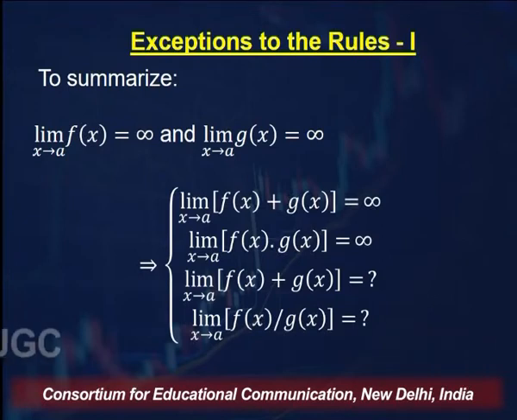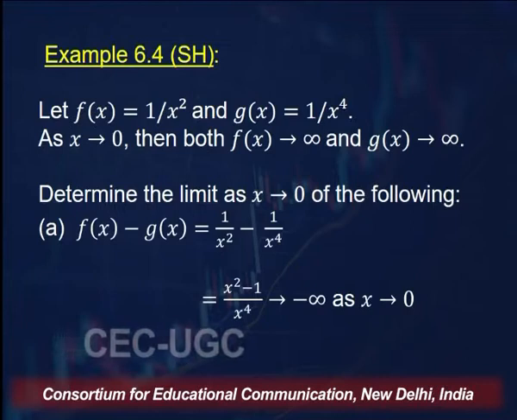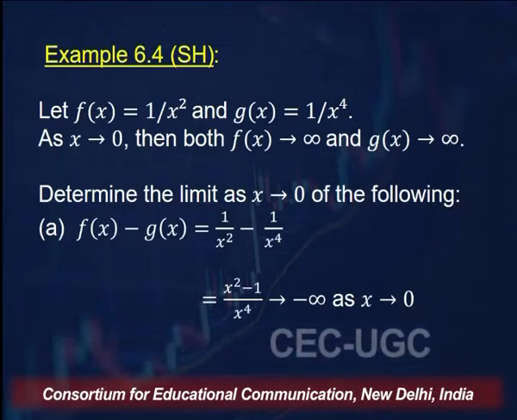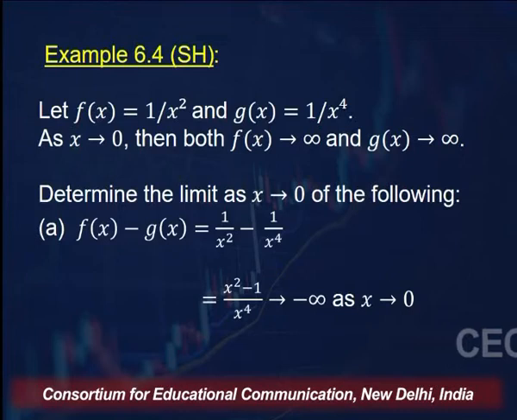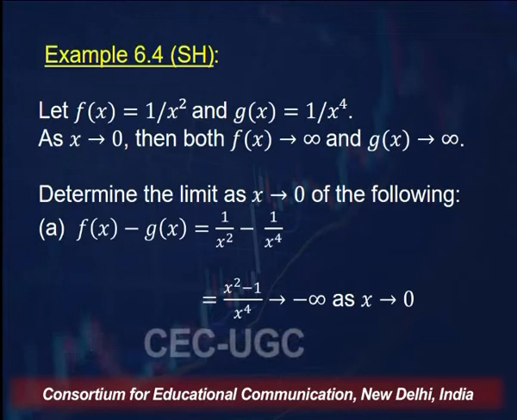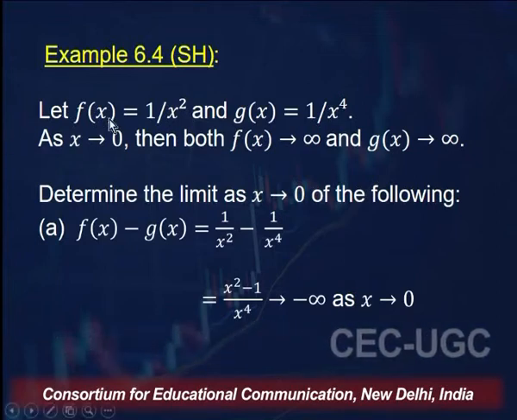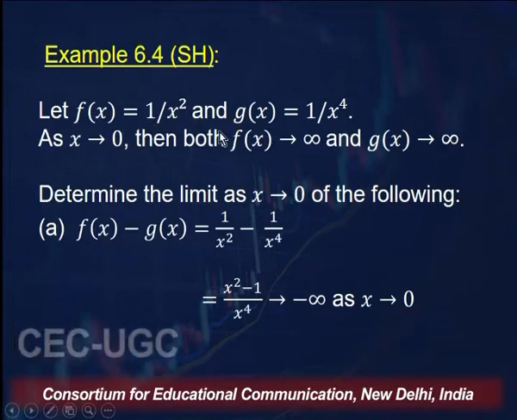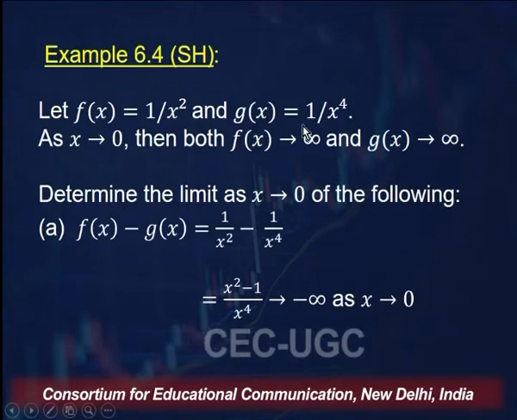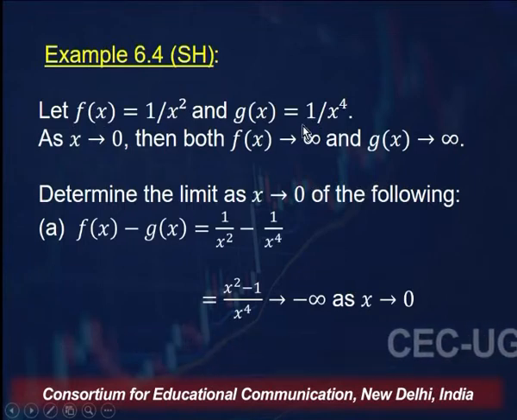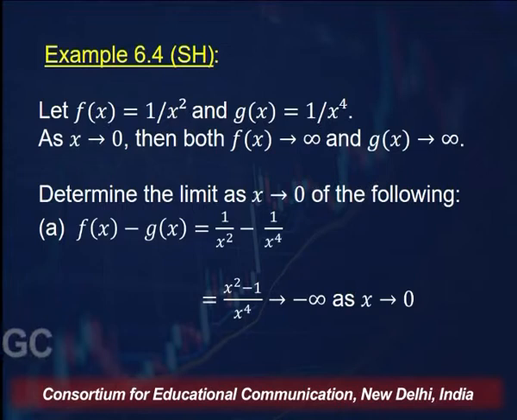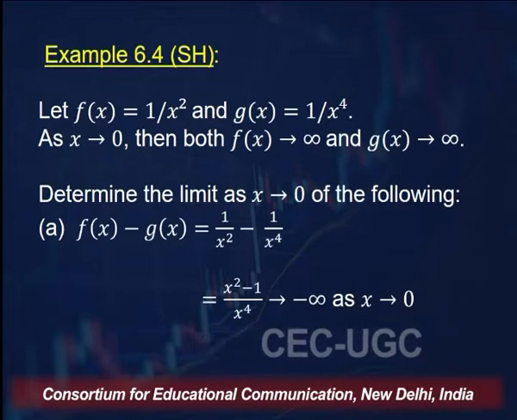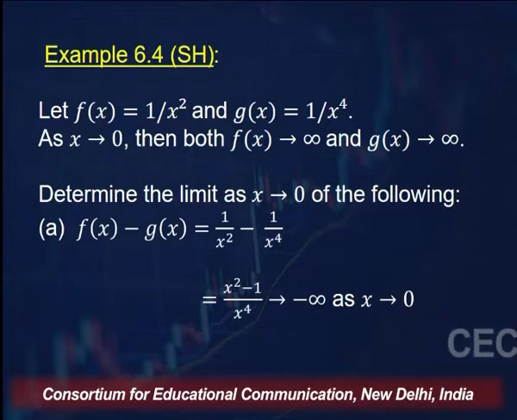Now, to illustrate, I have taken this example from the textbook by Sydsaeter and Hammond. This is a classic example which drives home the point that we just made very clearly. In this particular example, we have f of x equal to 1 divided by x squared, and the function g of x is 1 divided by x to the power 4. Now you can clearly see that as x tends to 0, so a is equal to 0 here, each one of these functions shoots off to infinity, right?